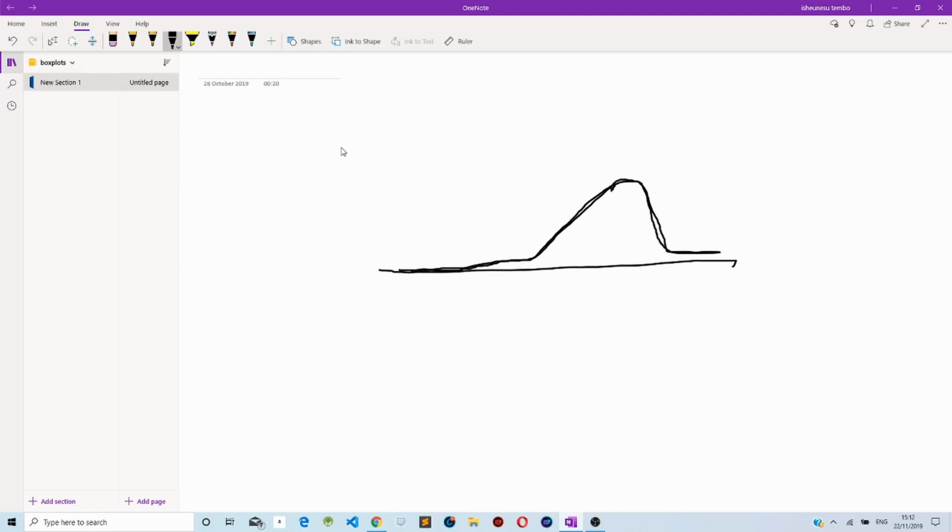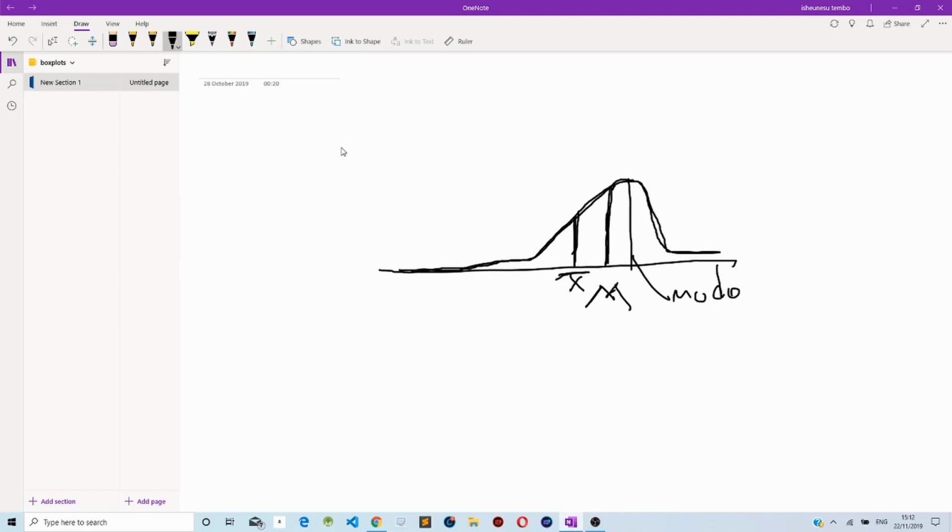So this is going to be the median. This is going to be the mode. And then the mean is going to be at the left side of the median. So this is the mean.